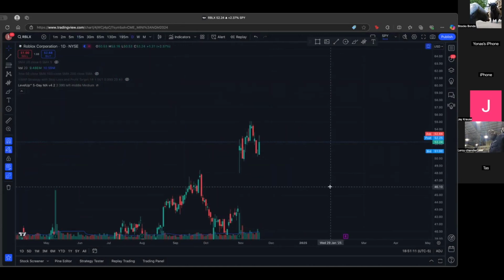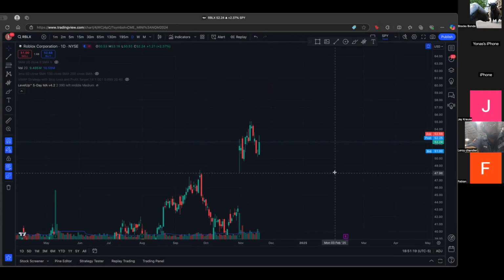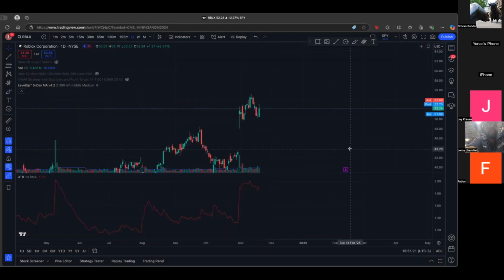What is the opening print? Go to the daily chart of RBLX. What's the opening price for Roblox today? $50.53. What's the ATR? $1.91. All right, which means on the upper bound, 52.40, and on the lower bound, we're talking about 48.60. That is the range: 52.40 to the upside and 48.30ish to the downside, right?